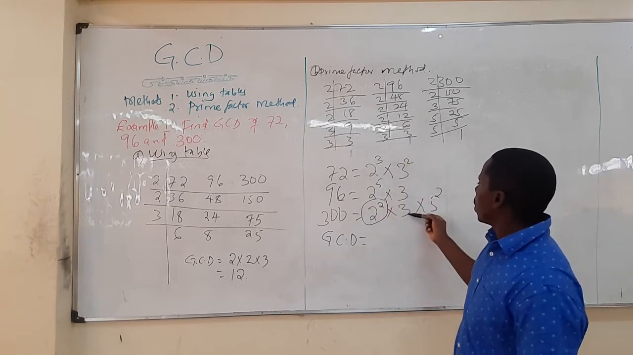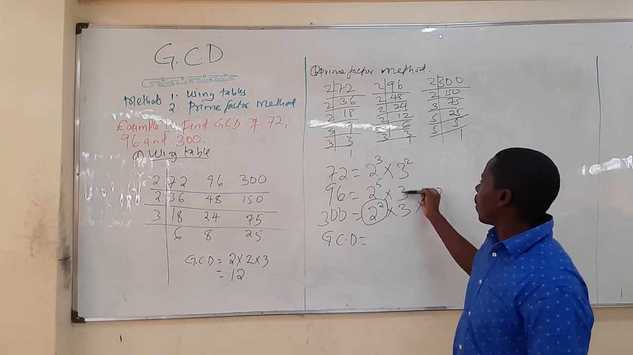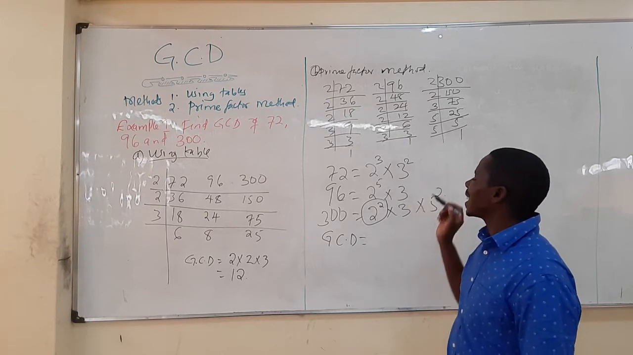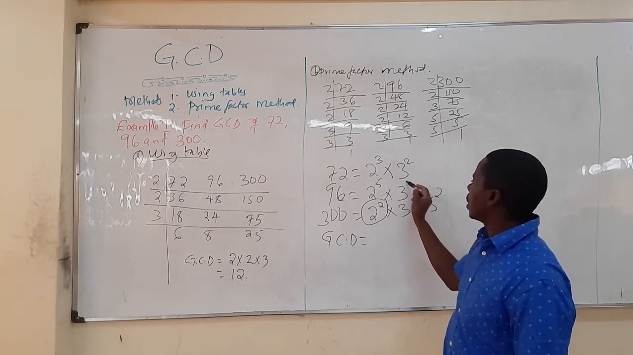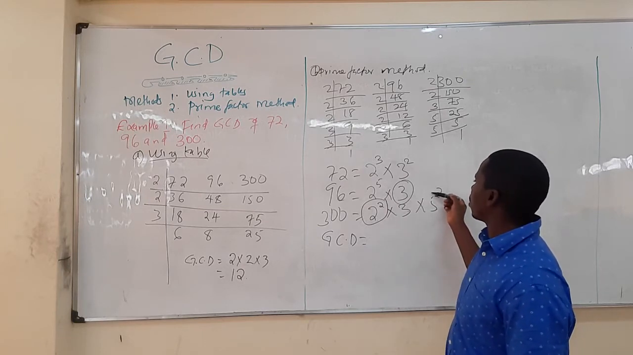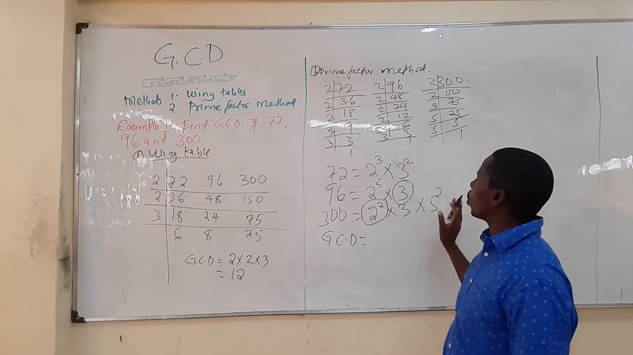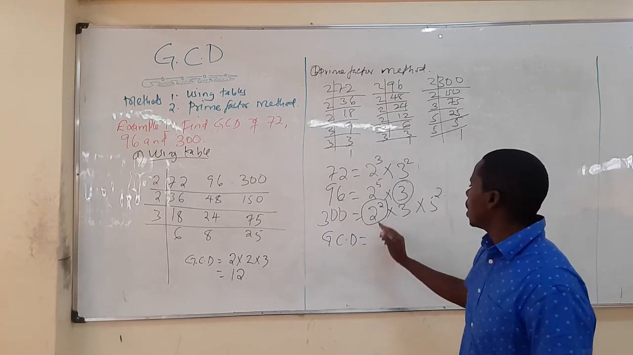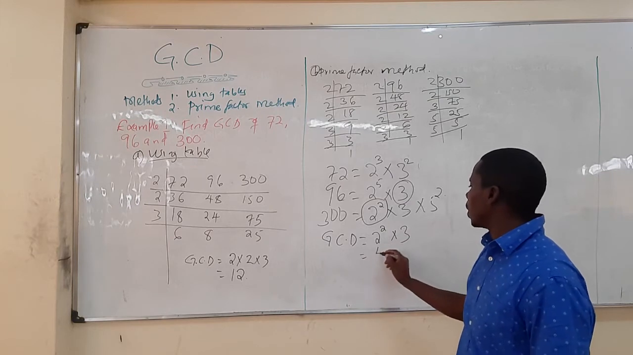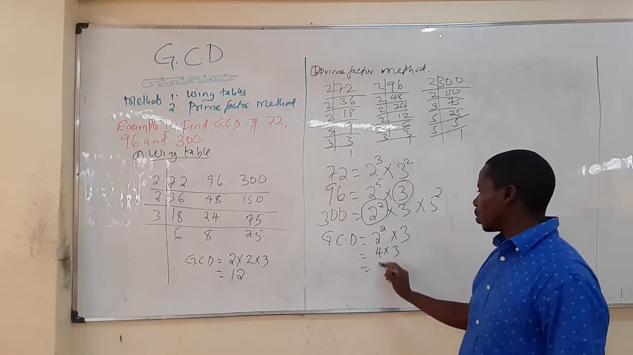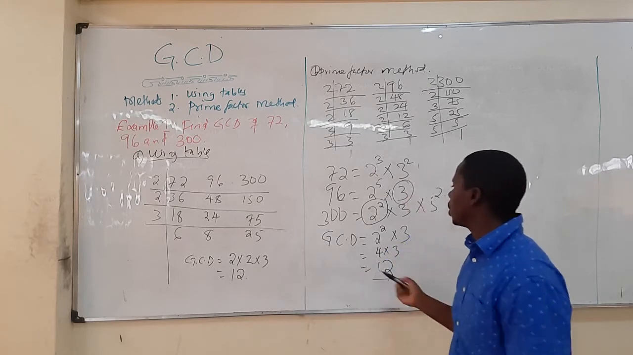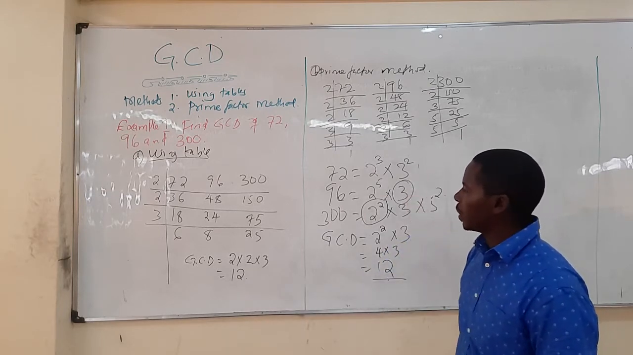Then for 3, we have 3 power 1, 3 power 1, 3 power 2. We pick the one that has the smallest power, so I can pick that, no problem. Then 5 does not appear in all of them, so we leave it alone. So our GCD should be 2 squared times 3, and 2 squared is 4 times 3, which is going to give us 12. Again, you can see that using the two methods, the GCD is the same.